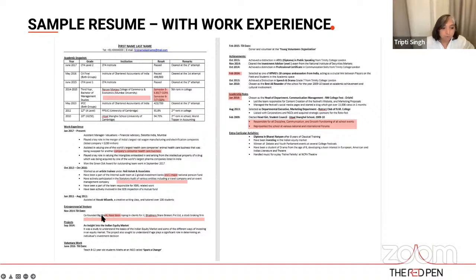Look at the language here: co-founded something and have been roping in clients. Is that professional language? So that's something that we can actually take note of, okay?